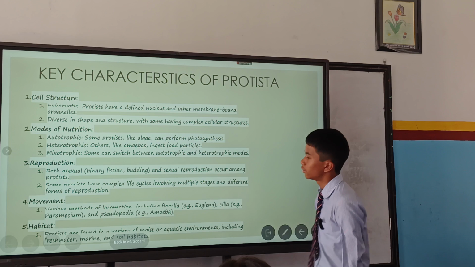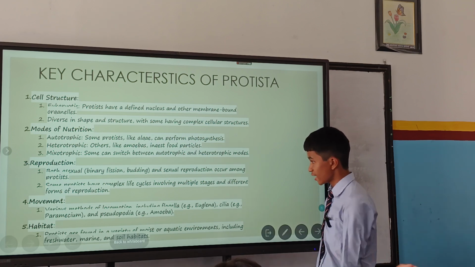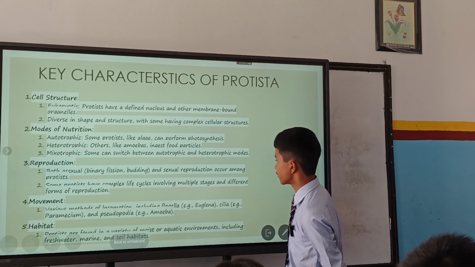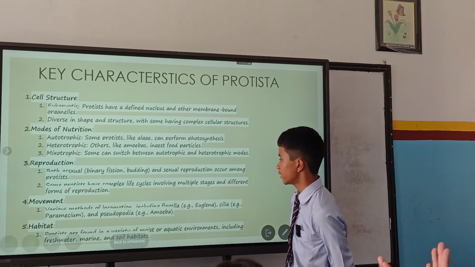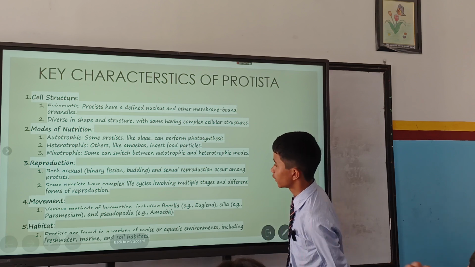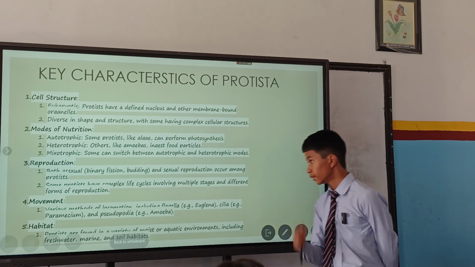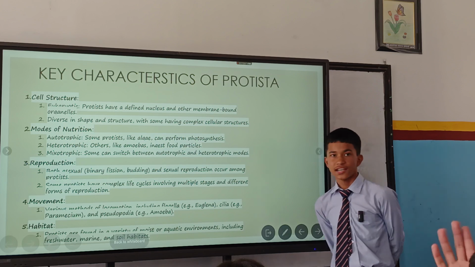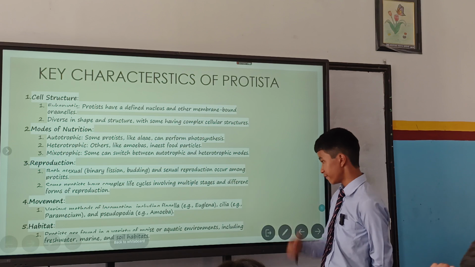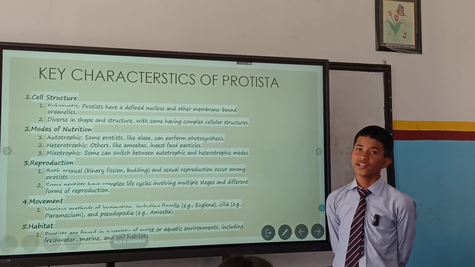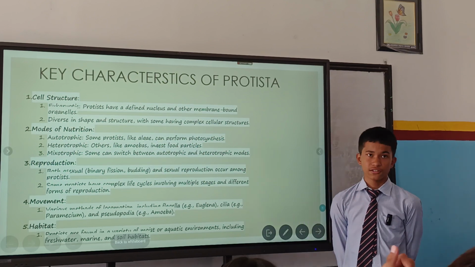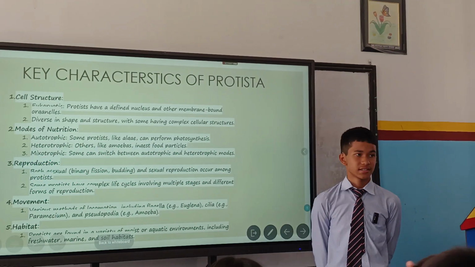Movement: protistas show various methods of locomotion, including flagella and pseudopodia. Habitat: protistas are mostly found in water, in aquatic environments, moist and wet soil, and some parasitic protistas are also found in human intestines, like amoeba.